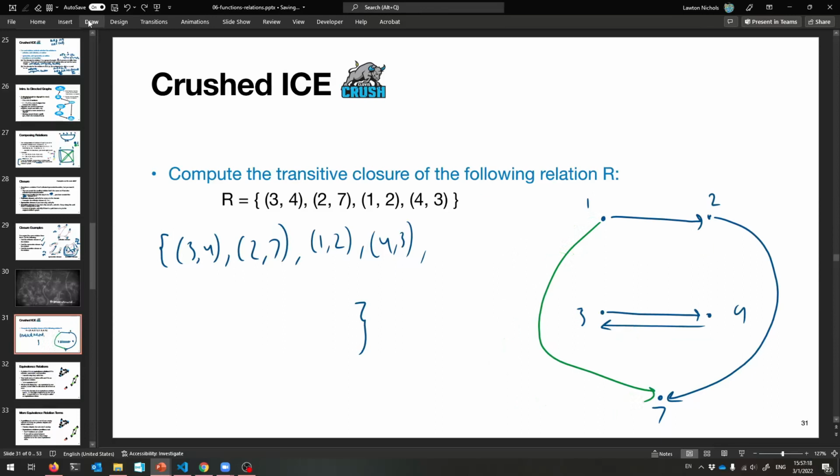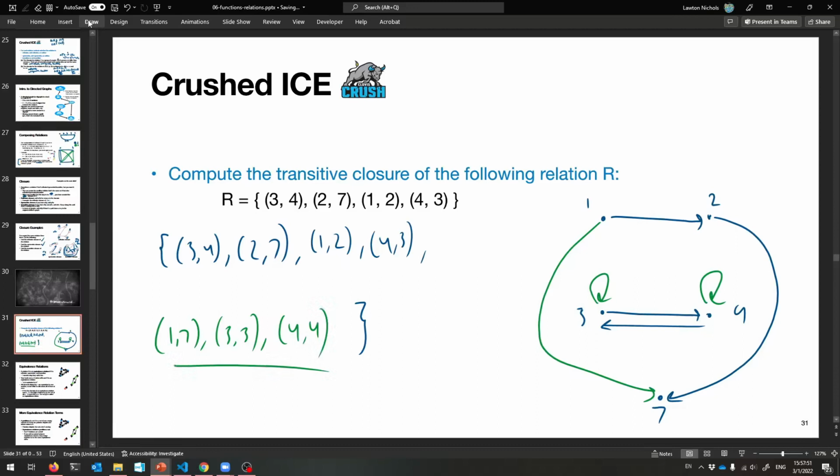And then also I have these guys that can wrap around. So 3 is related to 4, 4 is related to 3. That means 3 is related to itself now. If this were a transitive relation, that must be true. Same in the other direction. 4 is related to 3, 3 is related to 4. That means 4 must be related to 4 if this were a transitive relation, and we're trying to make it one. Okay? So that is, I think, everything that needs to be added. So 1 must be related to 7, 3 must be related to 3, and 4 must be related to 4. And this addition makes it a transitive relation.